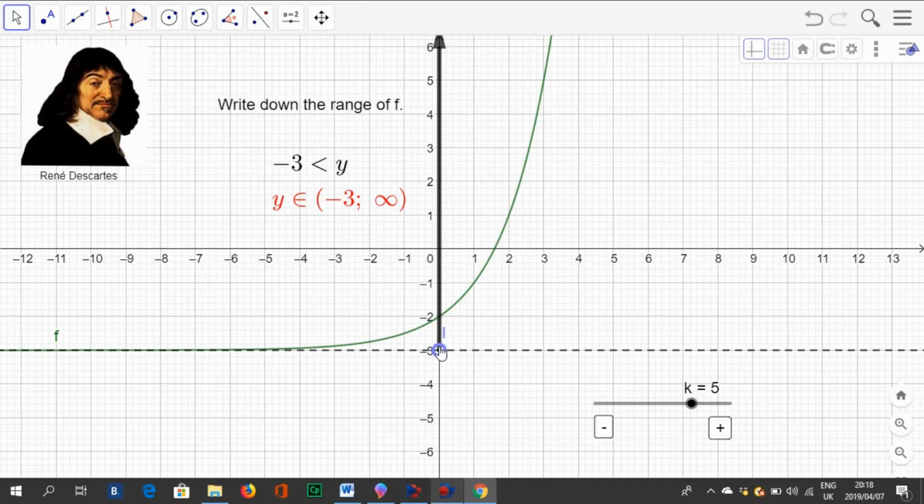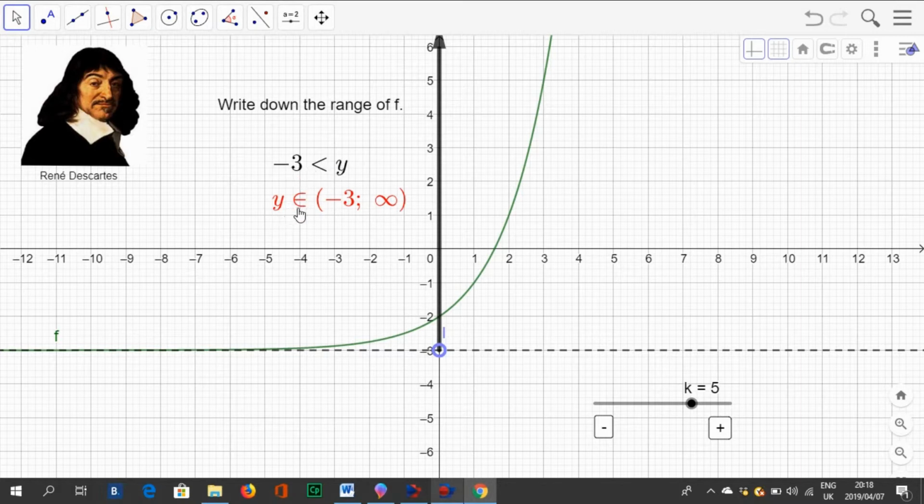So we can write this, and we must remember that this particular value of minus 3 is not included, and therefore we have an open circle here, and we can see the line going up to show that these are all the possible y values for this particular graph. So we'll therefore write y is greater than minus 3, and it's not greater or equal to, it's greater because minus 3 is not included.